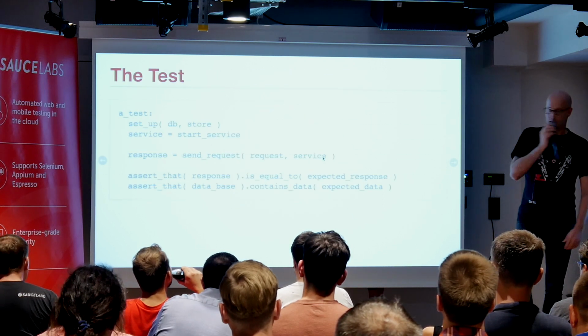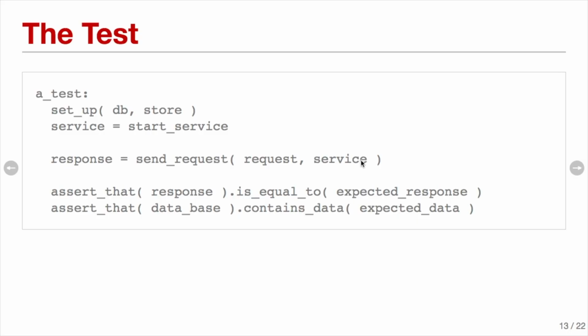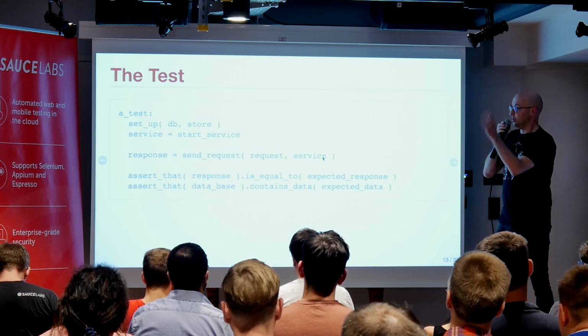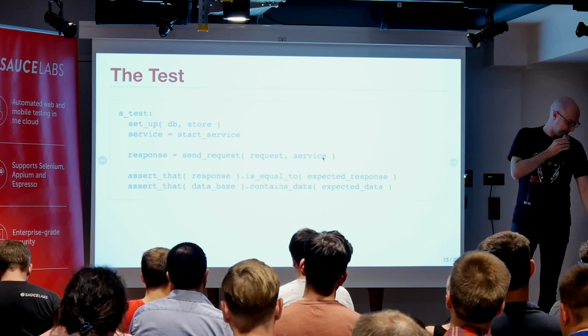I only showed you the request, and finally what you can do is run a test. So set up the database, set up the external service, start your service, then the action: you send a request to your service, and then you get a response back, so you check that the response is okay, and you check that the database is in the state that you expect it to be. It's all example-based testing, so you have some examples. If the test passes the example, everything is fine.